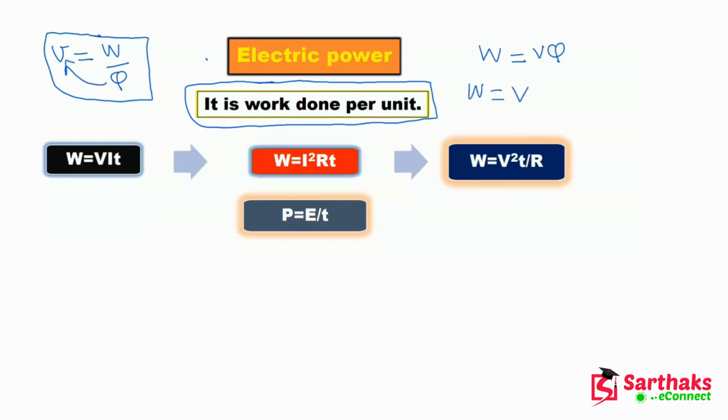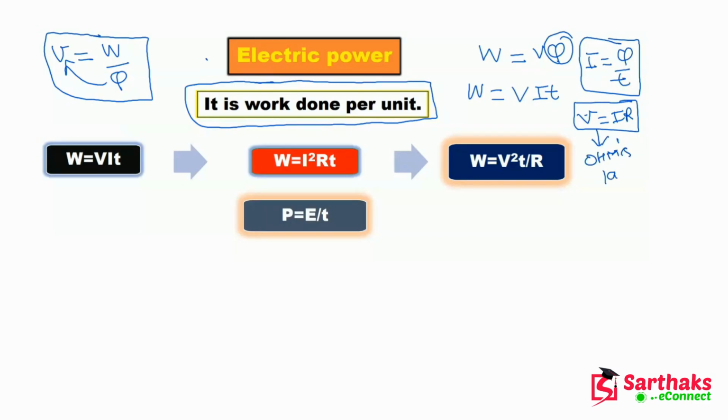And what you can do is simply replace this Q by I into T, because we know that I is equal to Q by T. So this will be VIT. Now, if I put the value of V as IR, because we know this by Ohm's law, I can simply put this value here, and this will give me W is equal to I square RT.